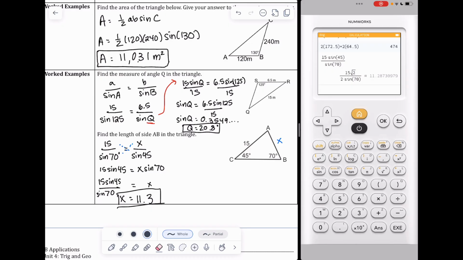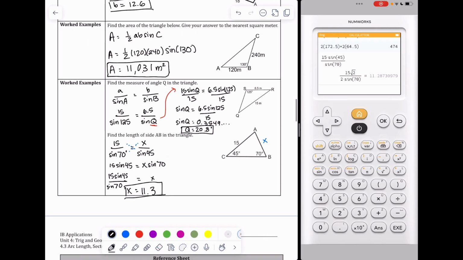All right. That is all for today. We'll just make a little note that these were our sine rule examples, and we will do some practice in class. Okay.